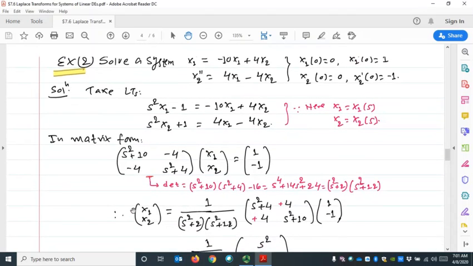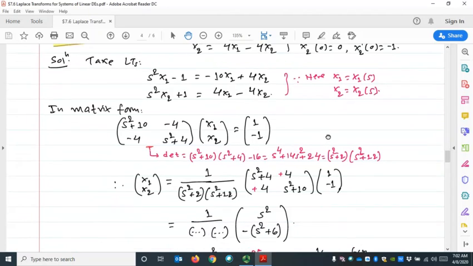So this is the next step. This is the coefficients matrix, and this is x1, x2. These are capital X1(s), capital X2(s), the transforms. The right side is the constant 1. This becomes minus 1. Great. So let's move on.